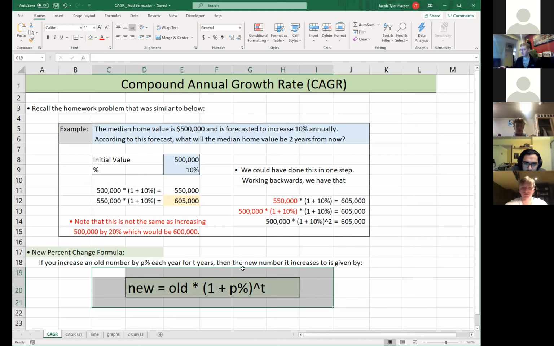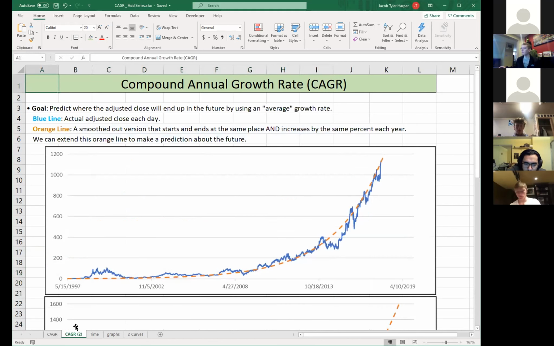Now I'm going to introduce the concept of compound annual growth rate. Here's the idea. Let's say we look at the last 20 years of stock data. It's that blue line right there. Those are the adjusted close values. It's all over the place. It's up and down. You cannot predict where it's going tomorrow, let alone 1 year from now. I mean, it's probably going up, but you don't know how it's going up, right? It's going up and down all over the place.